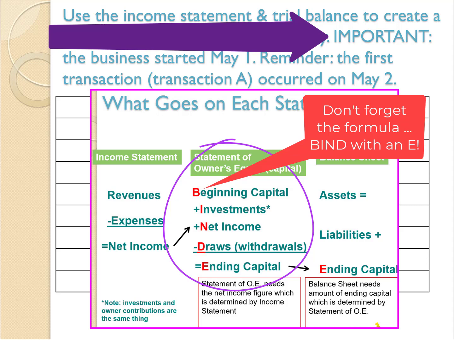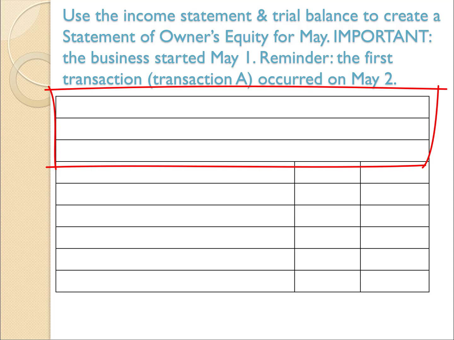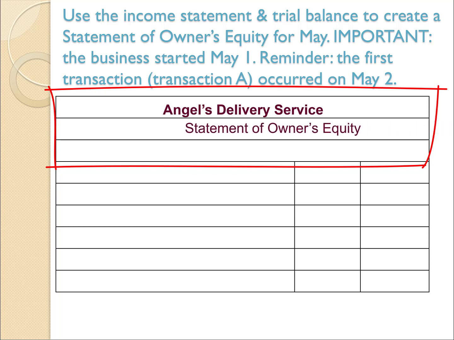on May 2nd. So like all financial statements, we need a three-line heading. The first line is the name of the company, Angel's Delivery Service. The second line is the name of the statement that you're working on, in this case a statement of owner's equity. And then the third line is date related. So we have to figure out, is this a single day or a period of time?